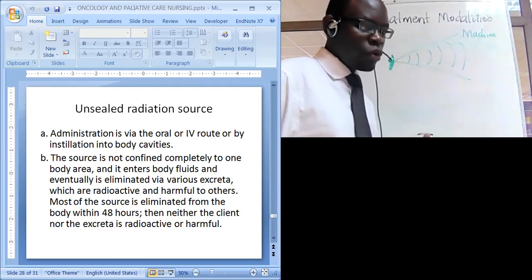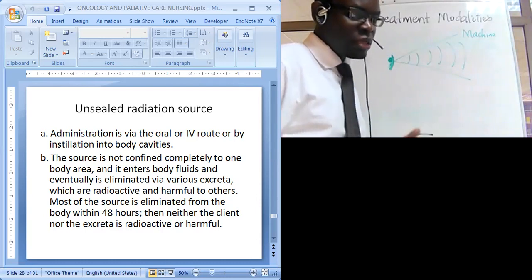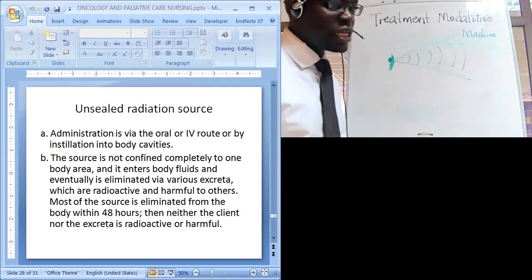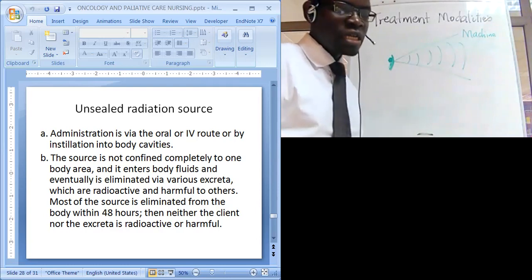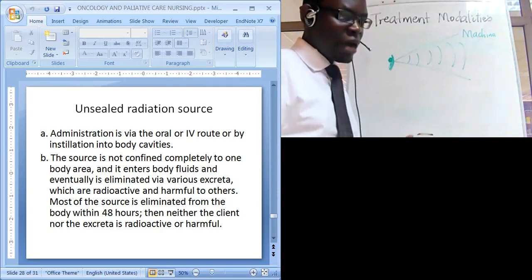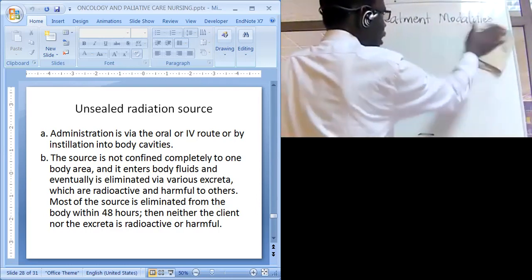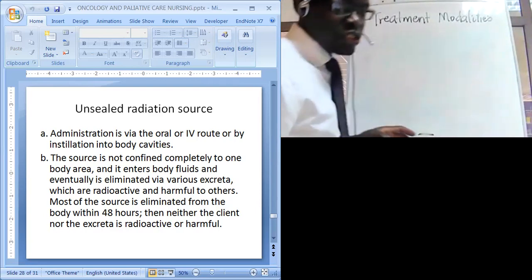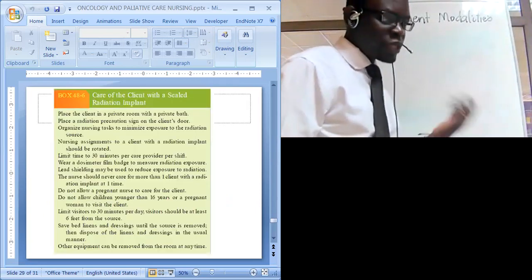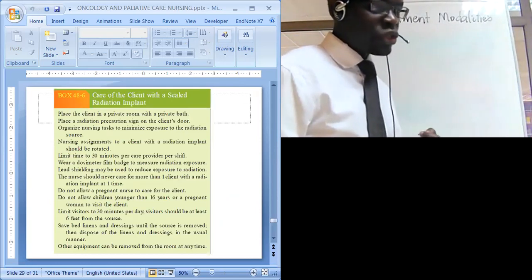So all these can be harmful. Most of the source is eliminated from the body within 48 hours. Then neither the client nor the excreta is radioactive or harmful. So after 48 hours, this person is not harmful at all if an unsealed source has been injected into this person. Now, how do you care for someone who has a sealed radiation implant?